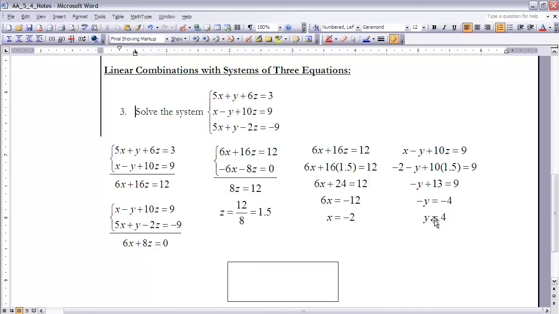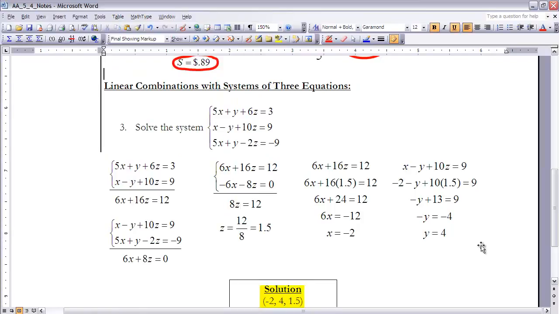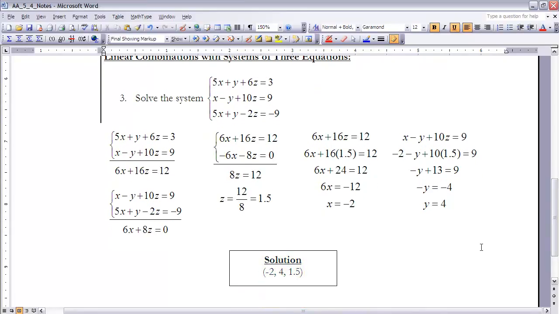So my final solution then would be that ordered triple, or those three together, which is -2, 4, 1.5. -2 being the x, 4 being the y, and 1.5 being the z. So that's how we solve an ordered triple.